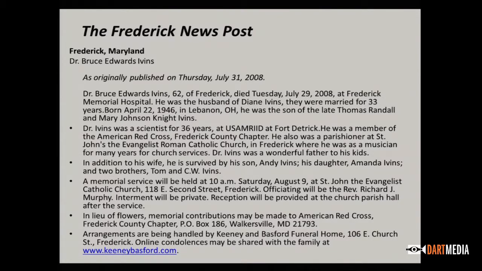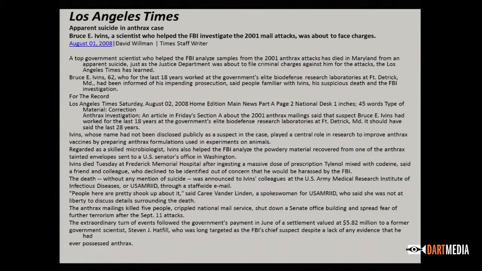That same day, as you see, this ran July 31st on the website of the Los Angeles Times. This story runs. A top government scientist who helped the FBI analyze samples from the 2001 anthrax attacks has died in Maryland from an apparent suicide, just as the Justice Department was about to file criminal charges against him for the attacks. The Los Angeles Times has learned. National newspaper, different agenda. The Los Angeles Times tells the story of Bruce Ivins, a suicide, and a prime suspect in the anthrax investigation.